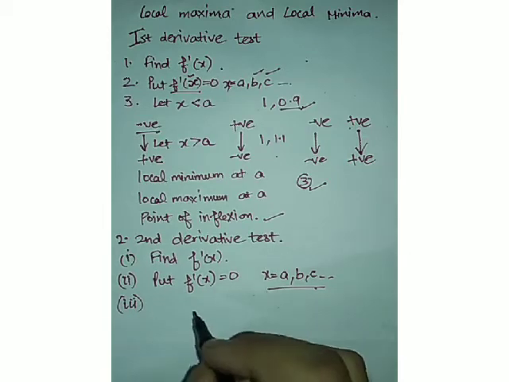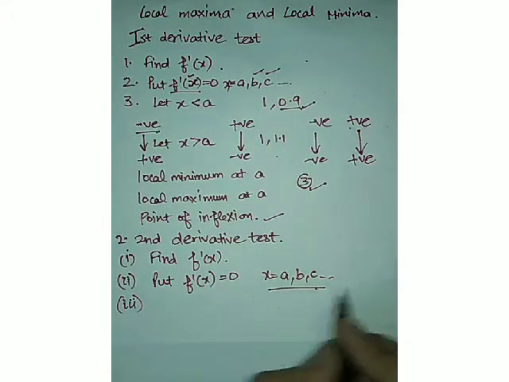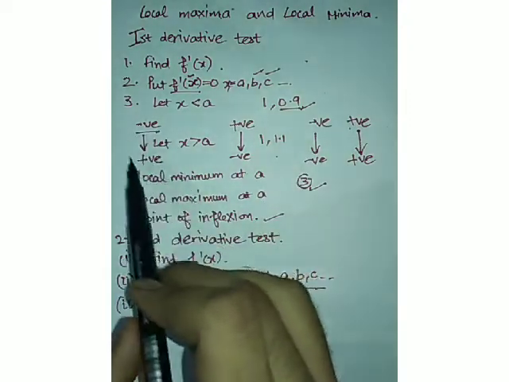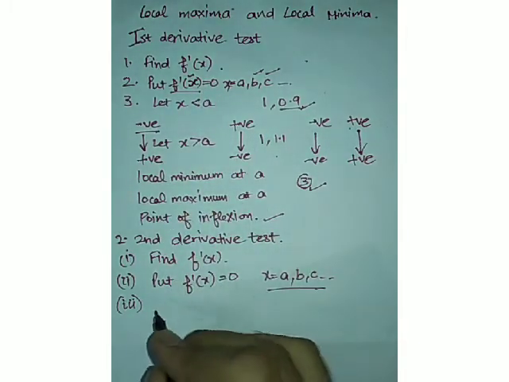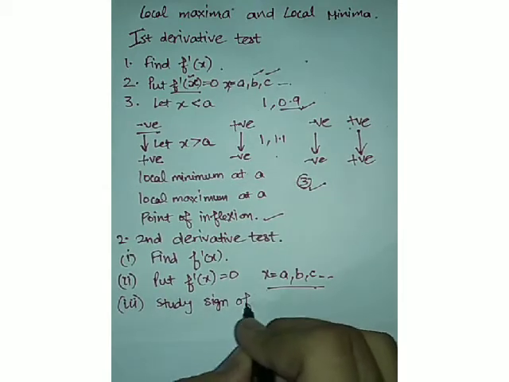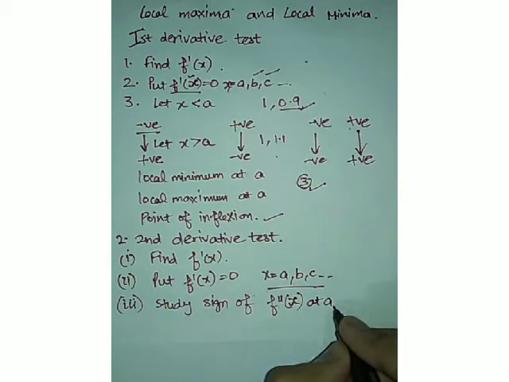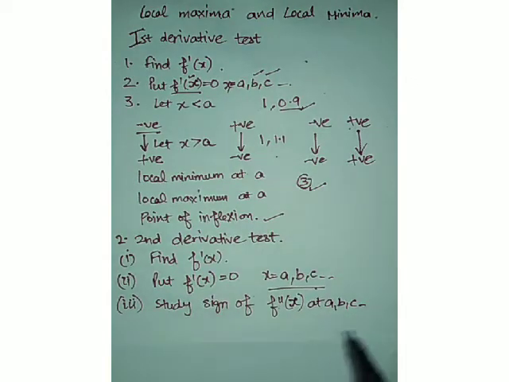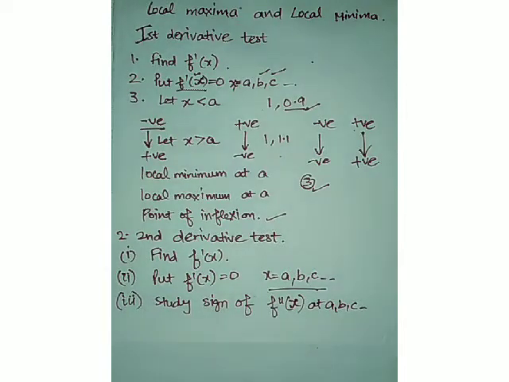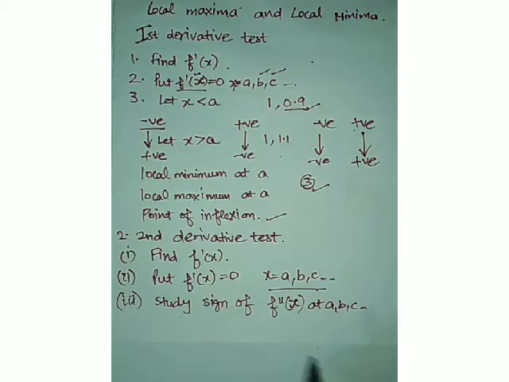Now we have to study the sign of f double dash x at any of these points. In the first derivative test, we studied the sign changes of f dash x, not f double dash x. But here we have to study the sign of f double dash x at a, b or c, because it's the second derivative test. From the sign of f double dash x, you are going to tell whether the function has a local minimum or local maximum.